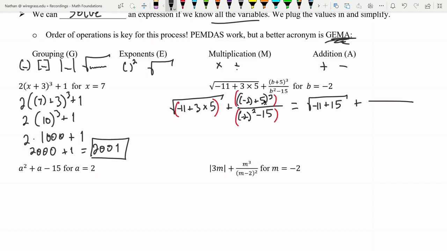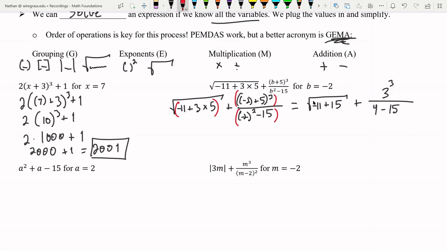Okay, here, I need to do the parentheses first. -2 plus 5. That's going to end up being -2, and then we're going to go right 5 units. So -1, 0, 1, 2, 3. And then here, I need to do the exponent first before I can do the subtraction. -2 times -2. Negative times negative is positive. 2 times 2 is 4.